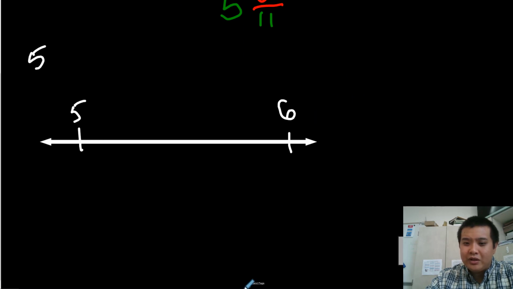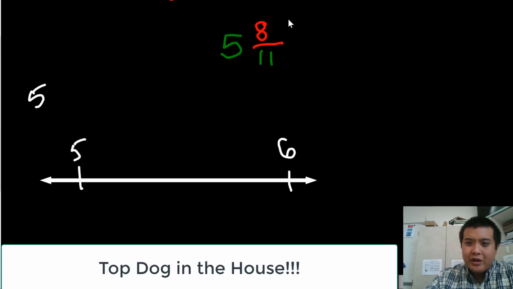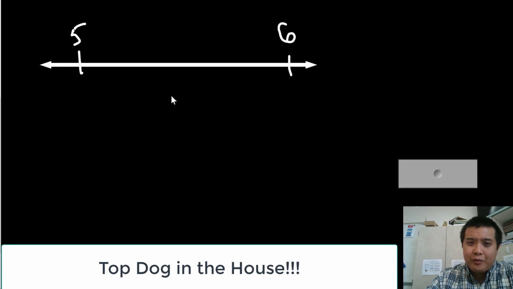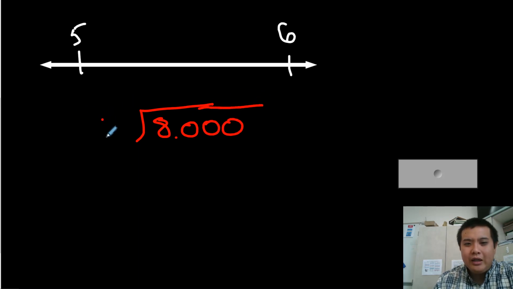Now, we said we're going to find the decimal form of this, which means that we're going to have to do some long division. So let me extend the page here and do some long division. 5 and 8/11, so we're going to have to find the decimal form of 8/11. Now, remember top dog in the house, which means that the top number, our numerator, is going to go inside our house. So we've got 8.000, because we can use decimals, and 11, and obviously it's going to be 0.